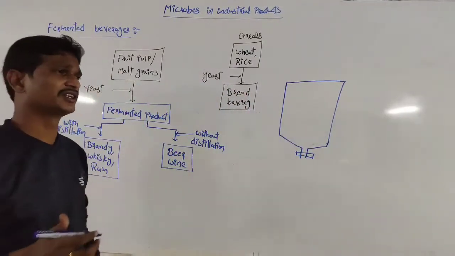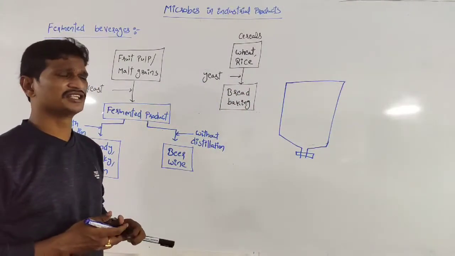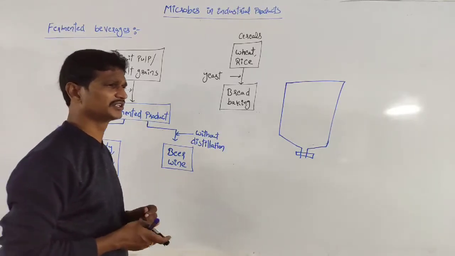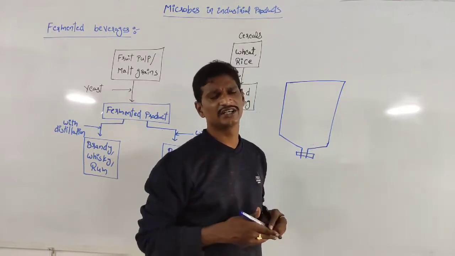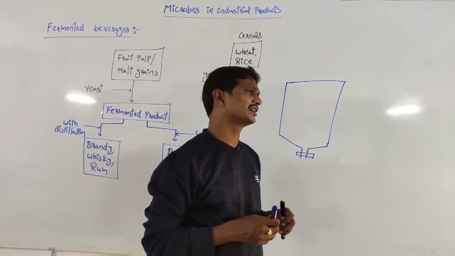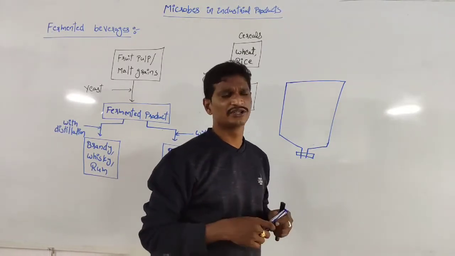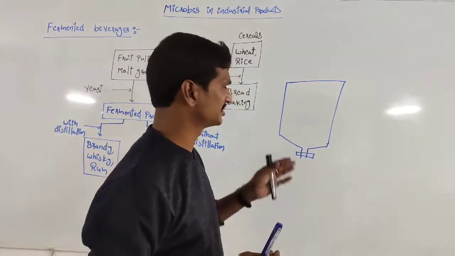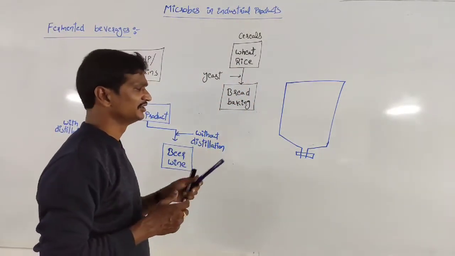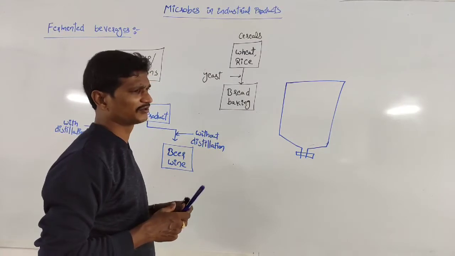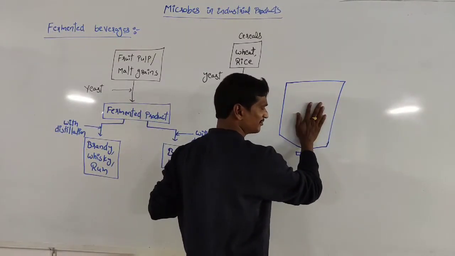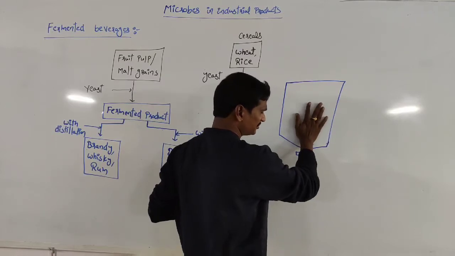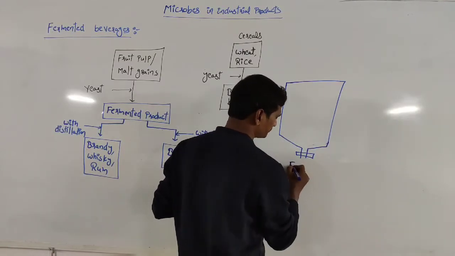I already said in the biotechnology chapter that there is a difference between a fermenter and a bioreactor. Cultivation of eukaryotic cells within large containers is called a bioreactor. Cultivation of prokaryotic cells within large containers is called a fermenter. This is a good example of a fermenter, because inside it we are cultivating E. coli or any other bacteria.